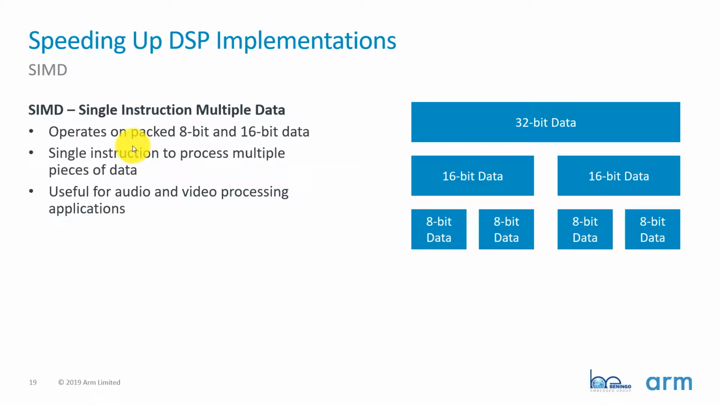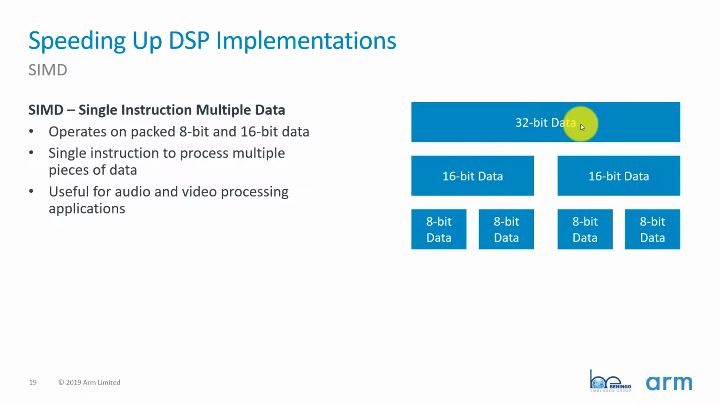And what this does is it allows us to operate on packed 8-bit and 16-bit data. As I mentioned earlier, this type of data is often used in audio and video processing applications, but it allows a single instruction to process up to 4 different pieces of information, depending on, of course, the size of the data. Now, the way that this is represented here is that you can see we typically have a 32-bit data that we operate on in a single instruction cycle.